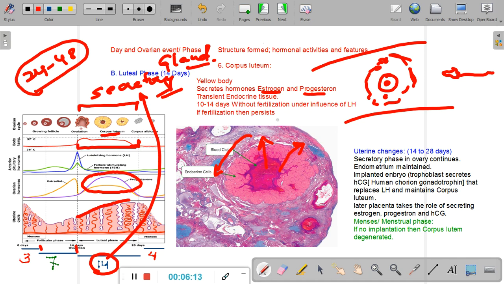But in case there is no fertilization, whether copulation has taken place or not, and the sperms, if present, are unable to fertilize the secondary oocyte to make an egg and later on the zygote and the different stages of the embryo, if that does not happen, then the corpus luteum, this structure here, begins to undergo atresia.